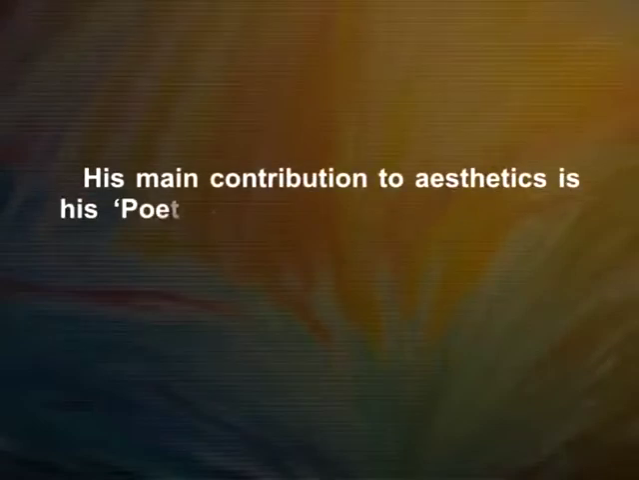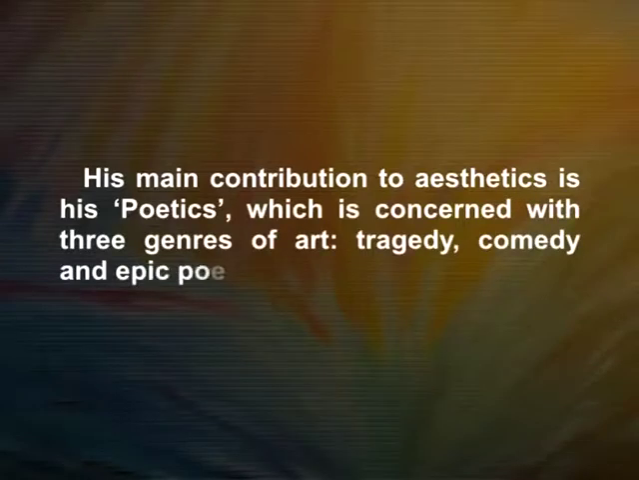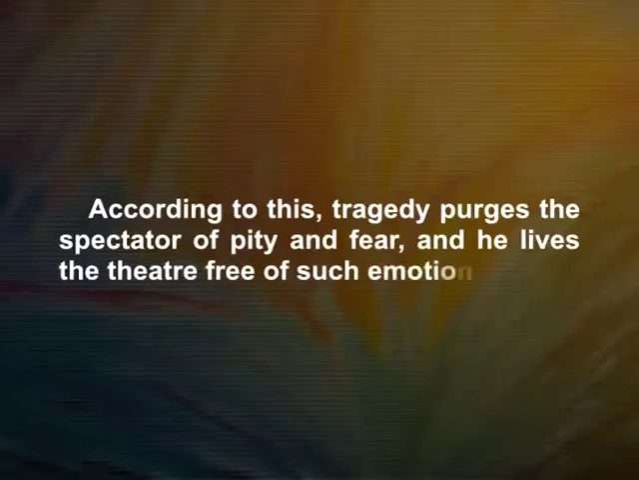Aristotle, however, takes a direct interest in the art, or rather various genres of art such as tragedy and comedy. His main contribution to aesthetics is his Poetics, which is concerned with three genres of art: tragedy, comedy and epic poetry. The Poetics is basically a theory of literature and theatre. He has no hostility toward the world of sense as such, and consequently toward art which imitates the world of sense. He also proposes a subjective element known as catharsis in his theory of imitation. According to this, tragedy purges the spectator of pity and fear, and he leaves the theatre free of such emotions.